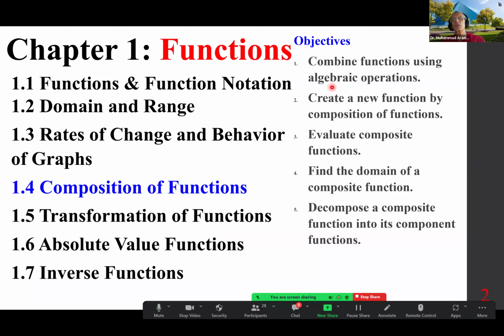Combine functions using algebraic operations, create new functions by composition of functions, evaluate composite functions, find the domain of a composite function, decompose a composite function into its component functions.